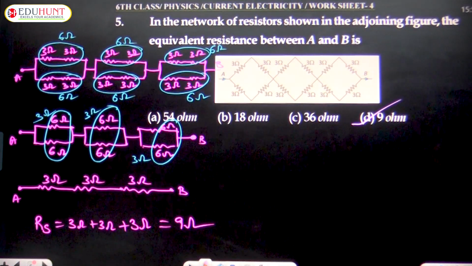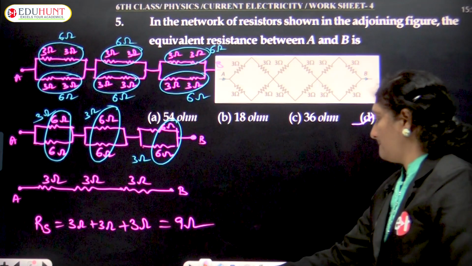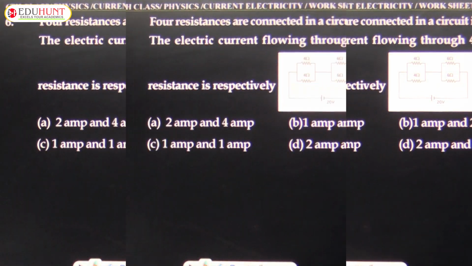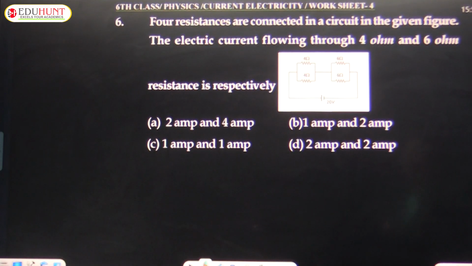Okay, so that is it, children. Moving to the next question, the sixth question. 4 resistances are connected in a circuit in the given figure. The electric current flowing through the 4 ohm and 6 ohm is.